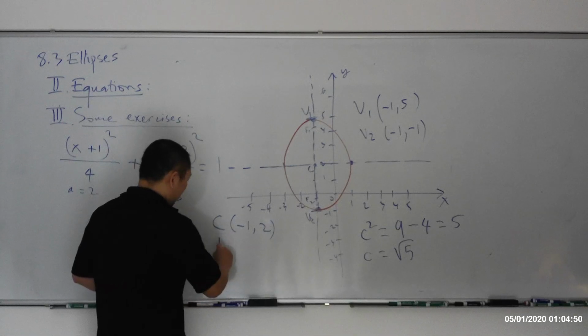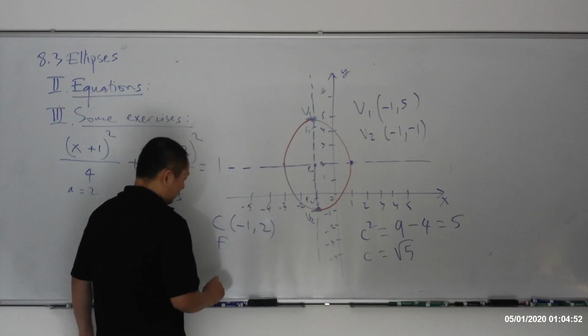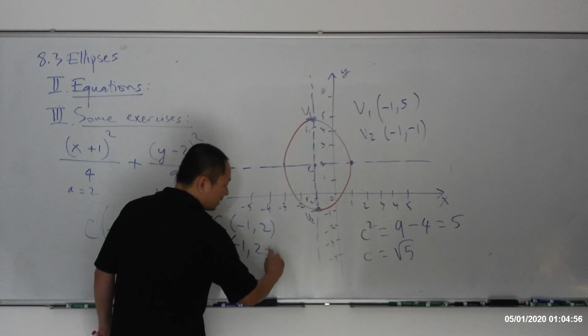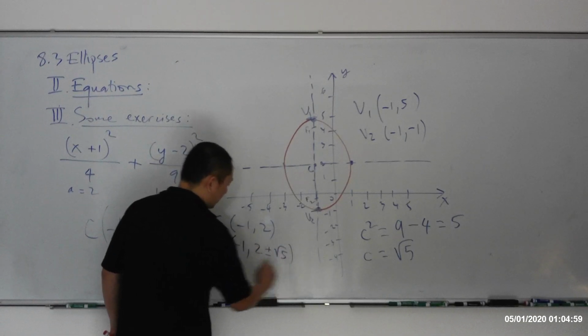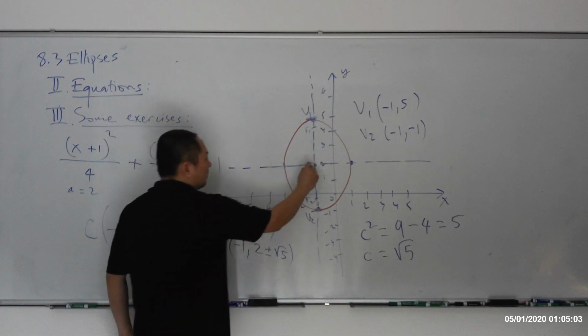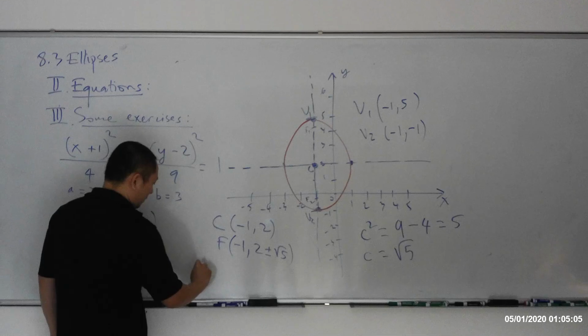All right, calculate the focus. The two foci F is what? -1, 2 plus or minus square root of 5. Okay, because I move up square root of 5, move down square root of 5 from the center. So I got two foci.